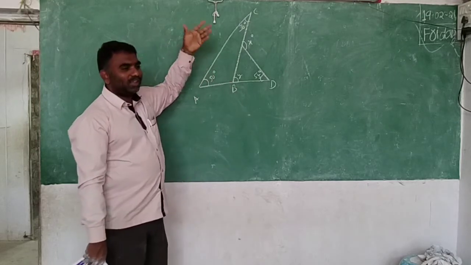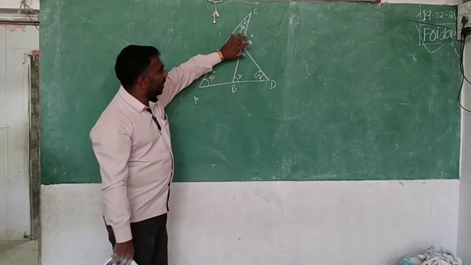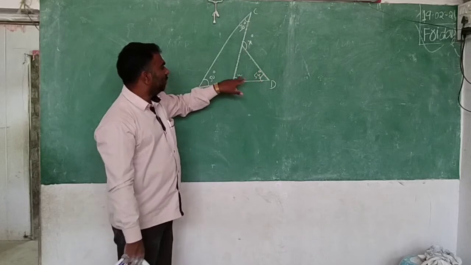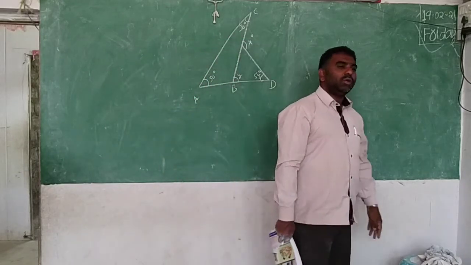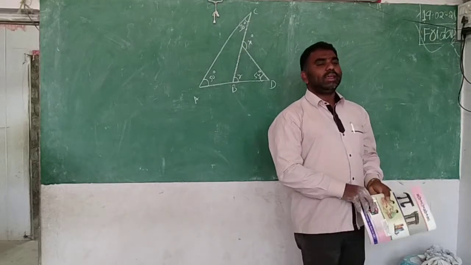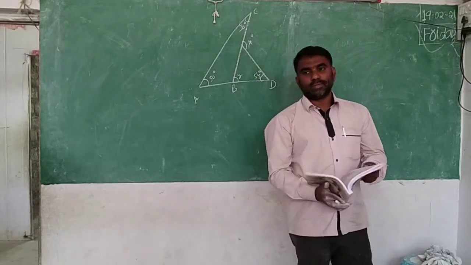If we are adding this, then you can get x. x is also an exterior angle, no? Yes, exterior angle of this triangle. By adding these two, you will get x. Simple, direct. Okay? Only two times we are using the exterior angle property.